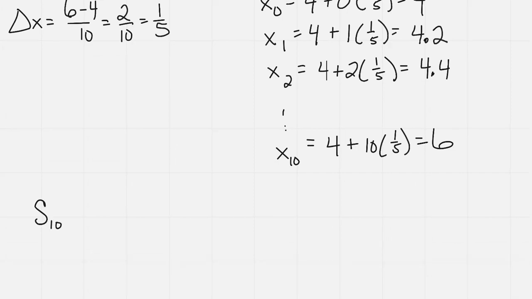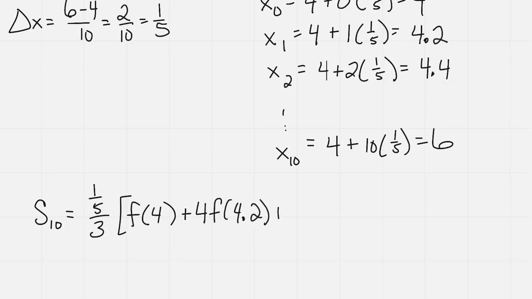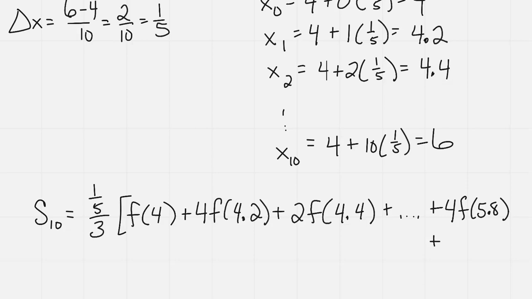So this is S sub 10 is equal to delta x over 3, so this is 1/5 all over 3. Bracket, and it's going to be f, and x sub 0 was 4, so f of 4 plus 4 times x sub 1, and x sub 1 was 4.2, so 4 times f of 4.2 plus 2 times f of x sub 2, which was 4.4, plus, and we'll go all the way to the second to last iteration with a coefficient of 4, and that would be times x sub 9, which would be 5.8. So f of 5.8. And that's going to add the final input value, so f of x sub 10 is f of 6.